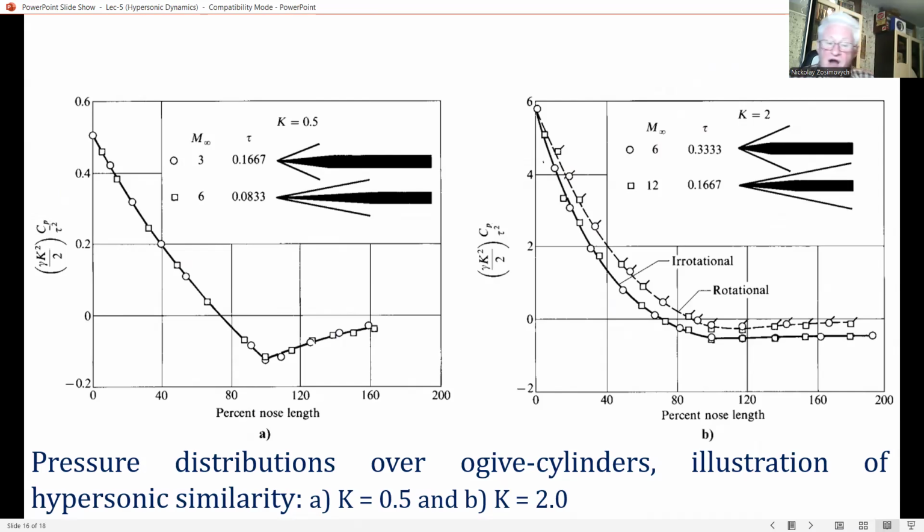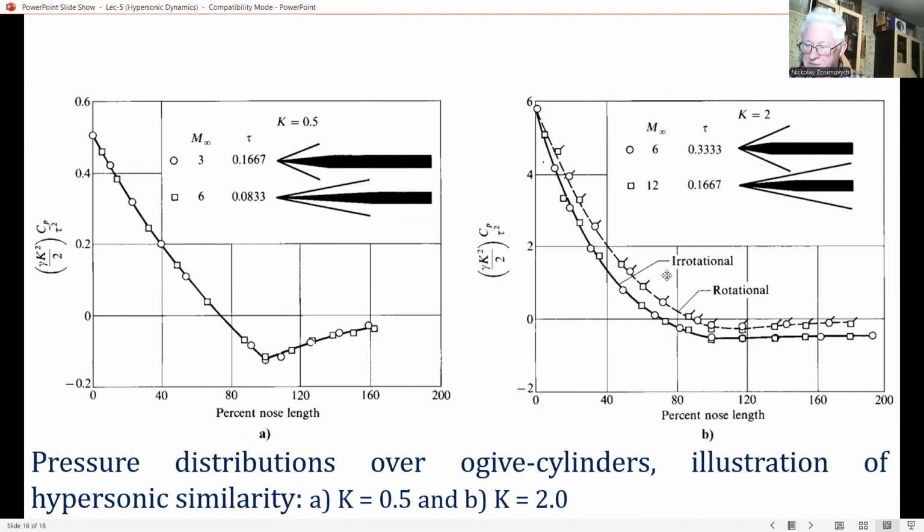The data for two different values of M infinity, 6 and 12, and tau, but with the same K factors, are identical. An interesting side point is also shown in this figure. Two different methods of characteristics calculations are made. One assumes irrotational flow, and in reality the flow over the ogive cylinder is rotational because of the slightly curved shock wave over the nose.